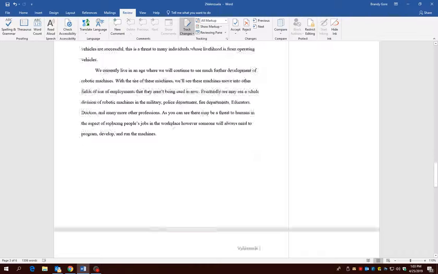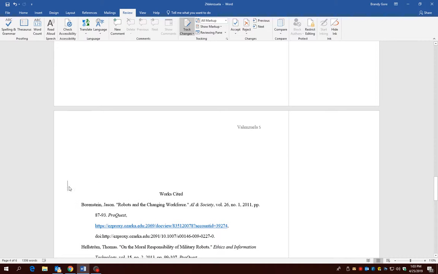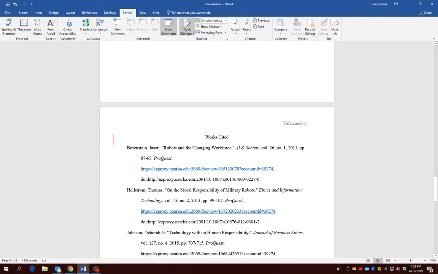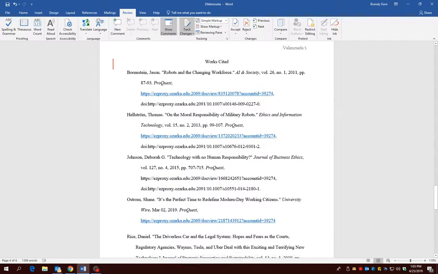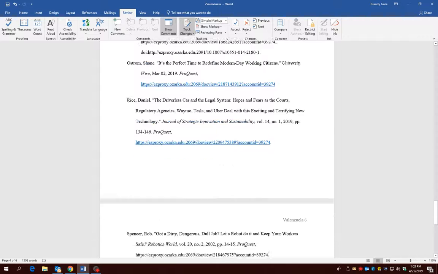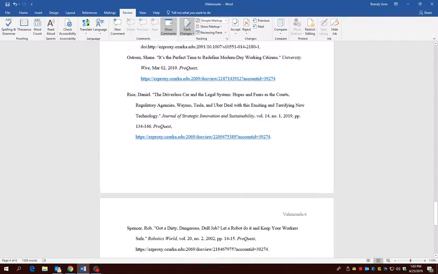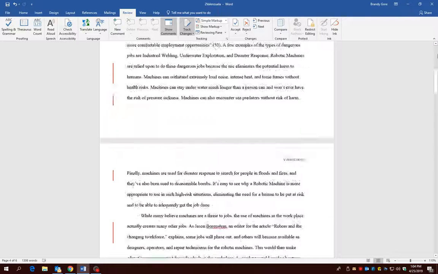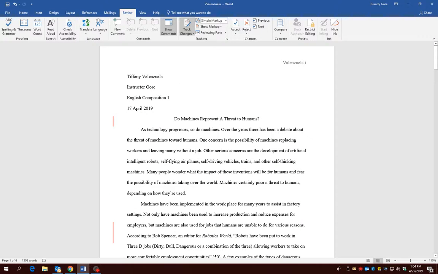And if you scroll on down to the end of Tiffany's paper, to the end of the paper, you can see that Works Cited comes up to the top of the page, and everything is cited correctly and in alphabetical order. She also has her page numbers included. So overall, excellent job. Thank you, Tiffany, for volunteering. I will do the next one as soon as possible. Thanks.